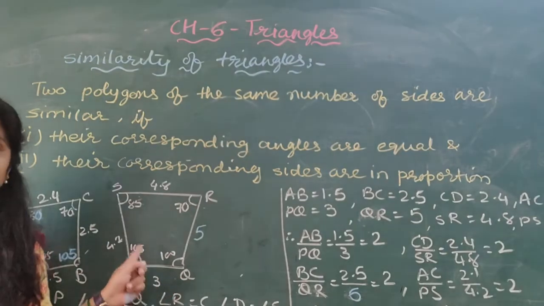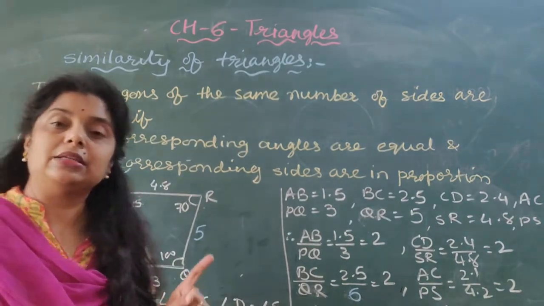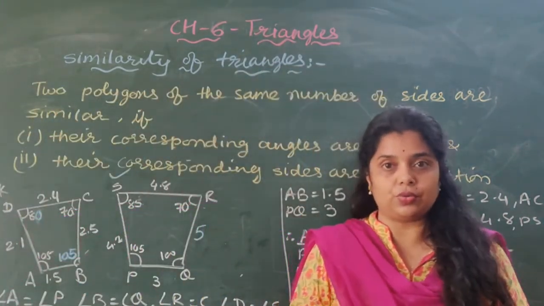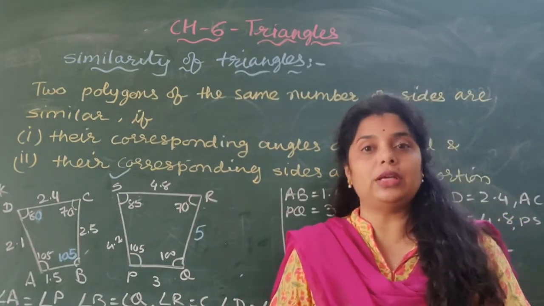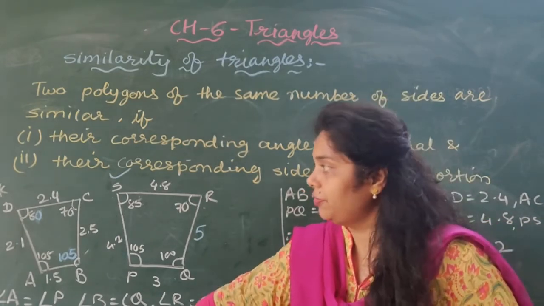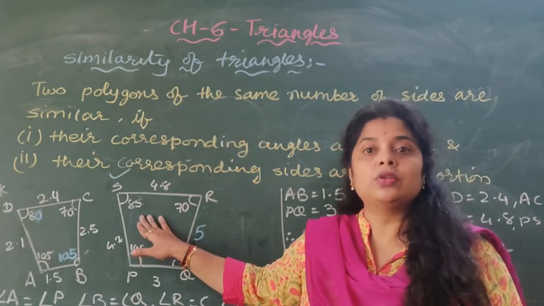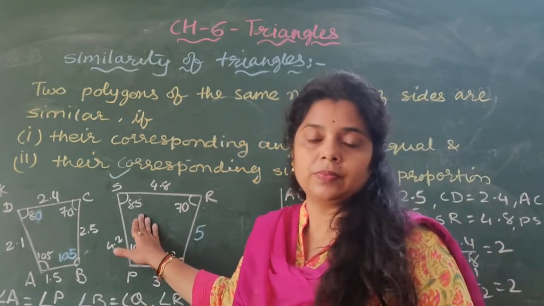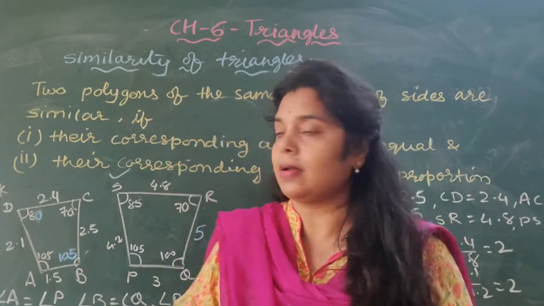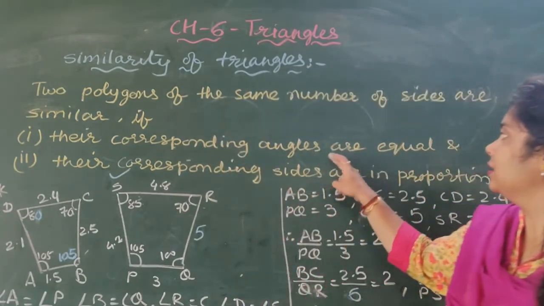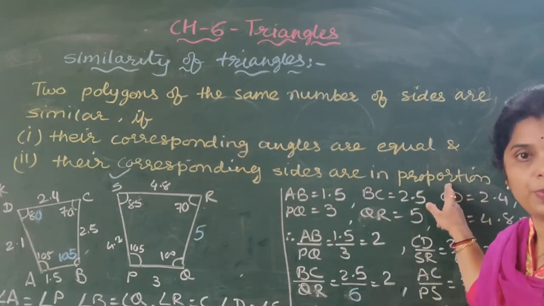So in this case, we can say that though the second condition is fulfilled, the corresponding sides are in the same ratio, the corresponding angles are not equal. So again, the given figures are not similar figures. Is it clear? To be similar figures, the two most important conditions must be fulfilled: their corresponding angles are equal and their corresponding sides are in proportion.